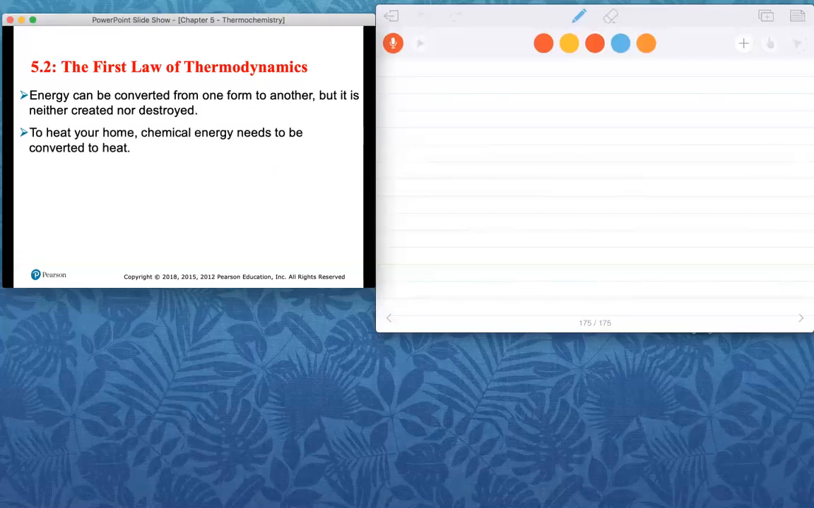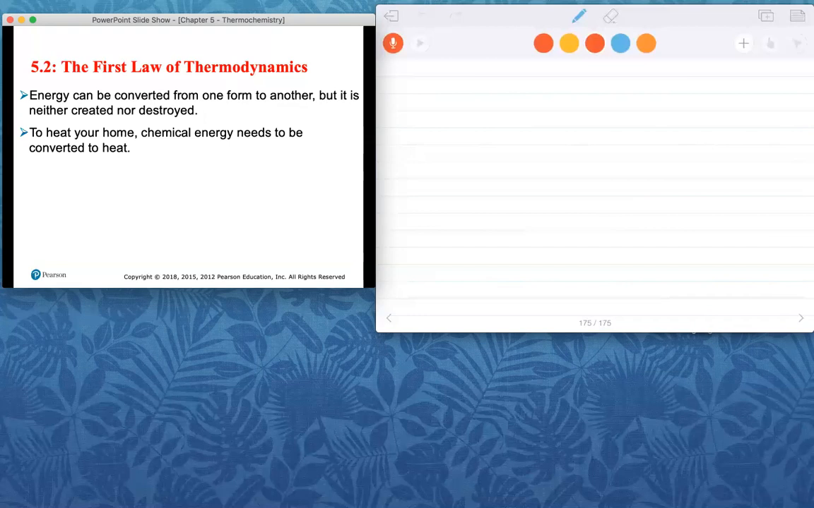So to heat your home, chemical energy needs to be converted to heat. Yes, there are a lot of ways of energy conversion from point A to point B. For example, let me give you a scenario. Here we are talking about the heat, but the energy in the gasoline. Without gasoline, your car will not move, right?